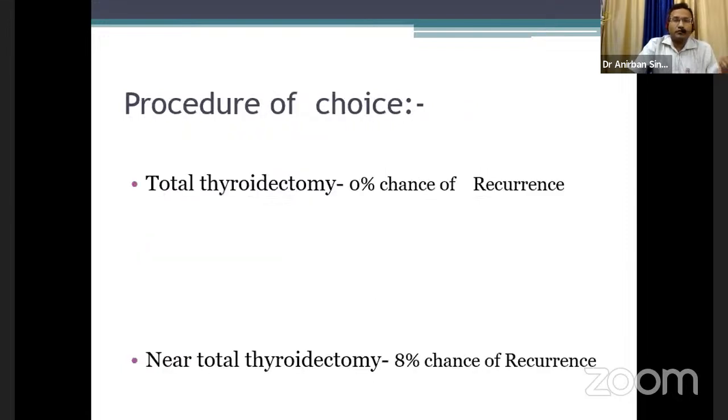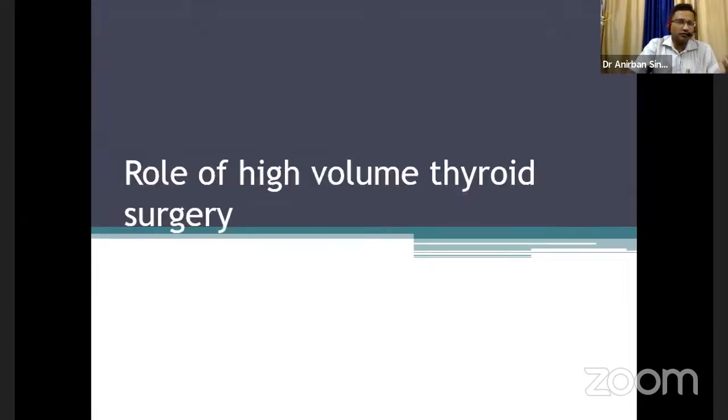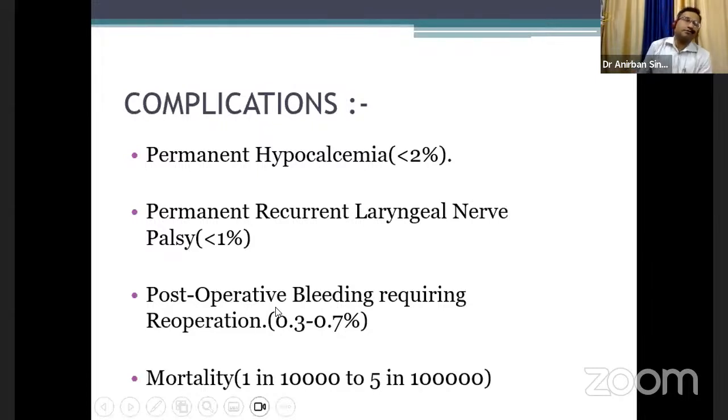Total thyroidectomy gives a better chance, with 0% recurrence, and near total has an 8% recurrence rate. We mostly go for near total to total depending on the surgeon's competence. Complications should be kept in mind when the surgeon operates: hypocalcemia if the parathyroid is damaged, recurrent laryngeal palsy, postoperative bleeding, and mortality is low, but still should be kept in mind.